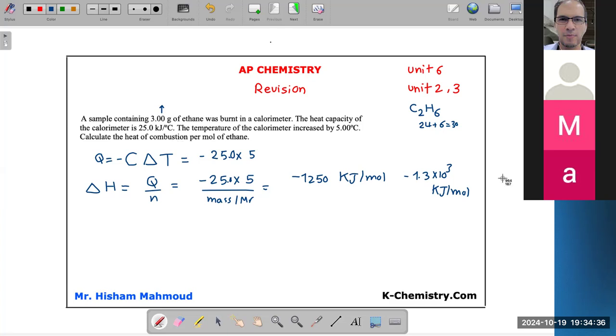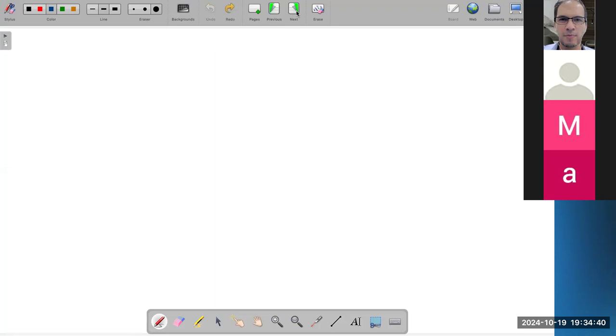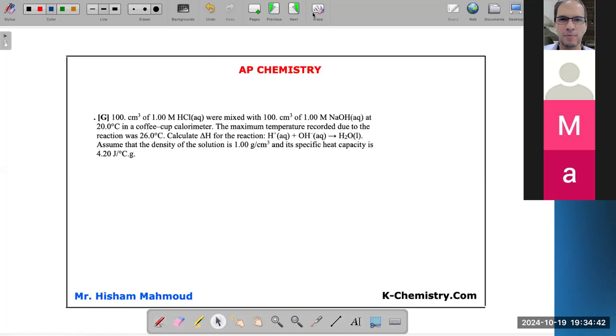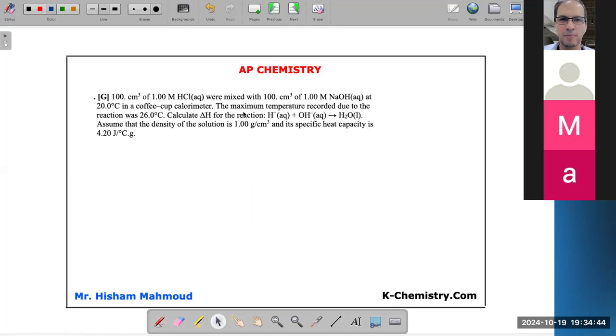Here a question I have also about calorimetry, but with mixing of two solutions. So if I'm mixing HCl together with NaOH in a coffee cup calorimeter, this time the mass that I will be using is the mass of the two solutions together. So I have 100 centimeter cube from this solution together with 100 centimeter cube from this solution. I'll mix them together, so it is 200 centimeter cube.